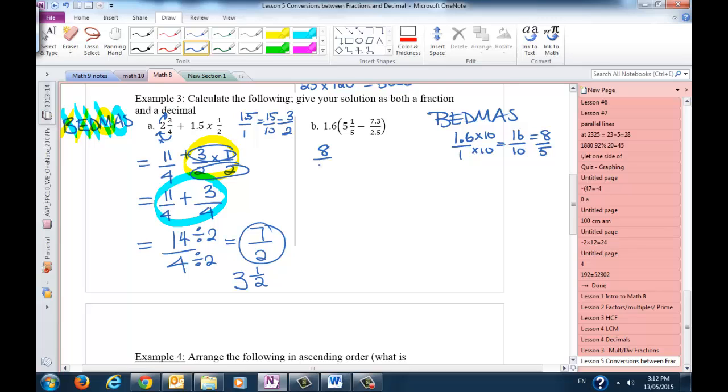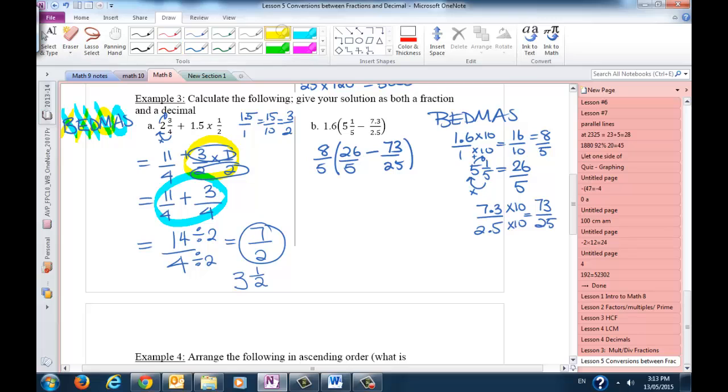I'm going to rewrite it right below. Now I have 5 and 1/5. I'm going to use my little shortcut. 5 multiplied by 5 is 25, plus 1 is 26. So this is equivalent to 26 over 5. Now I'm going to subtract, and I have 7.3 over 2.5. We don't like to have decimals, so we're going to multiply the top and the bottom by 10, and I get 73 over 25. And I'm going to plug that back in.